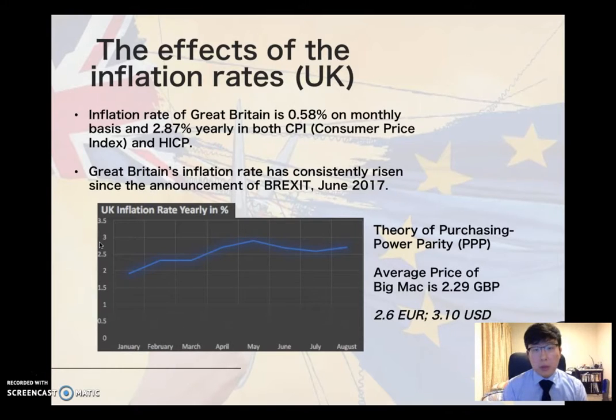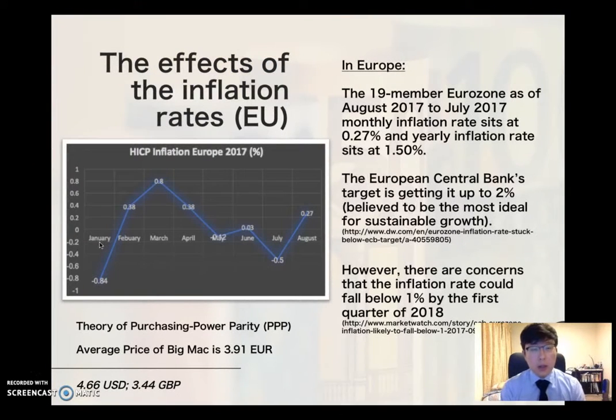Below you can see the purchasing power parity, PPP, the famous Big Mac index, which is at 2.29 Great British pounds. The EU, the 19 members, obviously without the UK, has an inflation rate of 0.27 monthly and 1.5 yearly. According to Tom at Marketplace, there are concerns that the inflation rate could fall below 1% before the first quarter of next year, but the European Central Bank is targeting getting it back up to 2% because they believe it's the most ideal for sustainable growth.